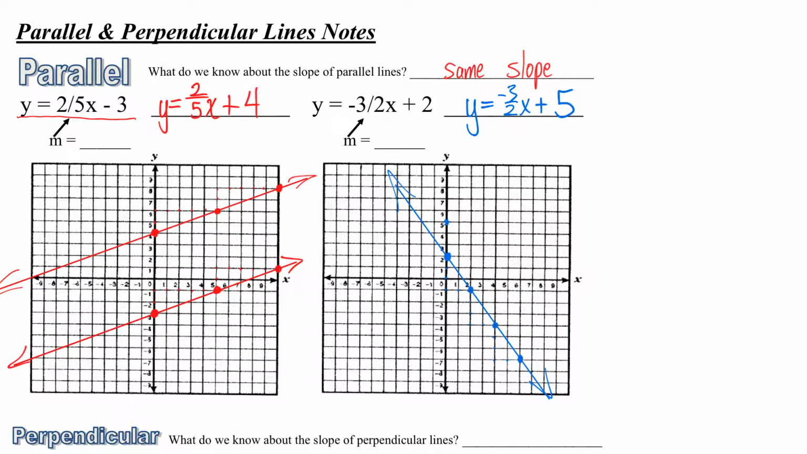All right, so it crosses at 5. And it goes down 1, 2, 3, right 1, 2. Down 3, right 2, again and again.